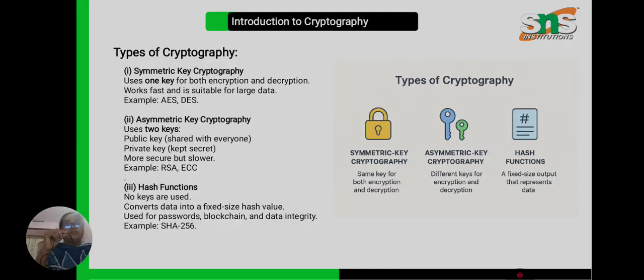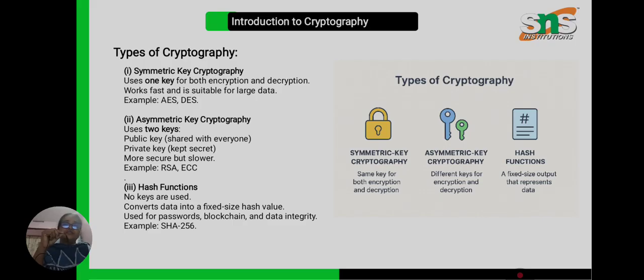Next we are going to see the types of cryptography. There are three main types: symmetric key cryptography, asymmetric key cryptography and hash functions. Symmetric key cryptography uses only one key for both operations, encryption and decryption. The well-known examples of symmetric key cryptography are the AES and DES algorithms, that is, the Data Encryption Standard and the Advanced Encryption Standard.